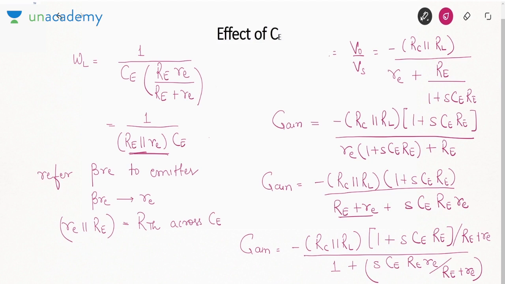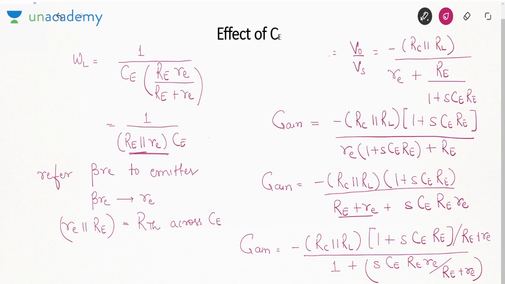So remember, whenever you want to find the cutoff frequency, what you have to do? You have to find the Thevenin resistance across a capacitor, and once you do that, you can find out the cutoff frequency simply as 1 by RTH into C.